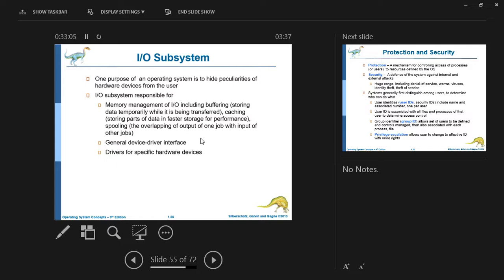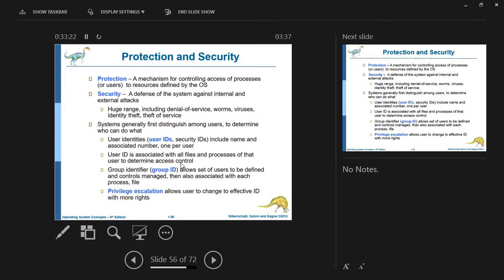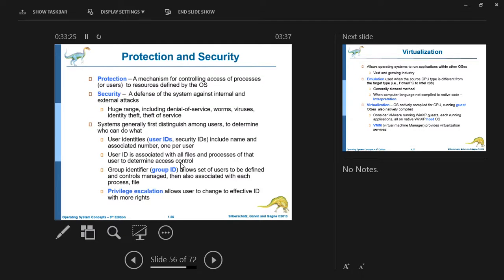Caching: storing parts of data in faster storage for performance. Spooling is the overlapping of output of one job with input of another job. Basically, in a printer you find these spoolers, right? General device driver interface, drivers for specific hardware devices, are considered to be the IO subsystem, right? Now coming to protection and security.